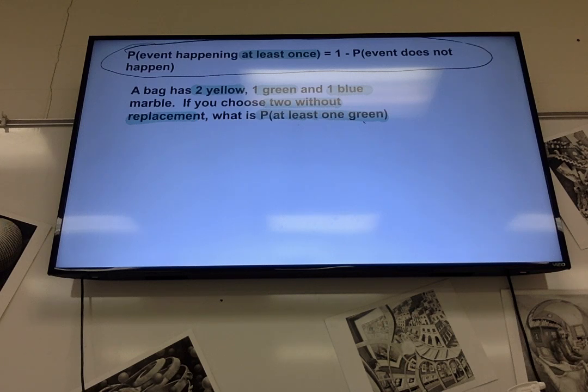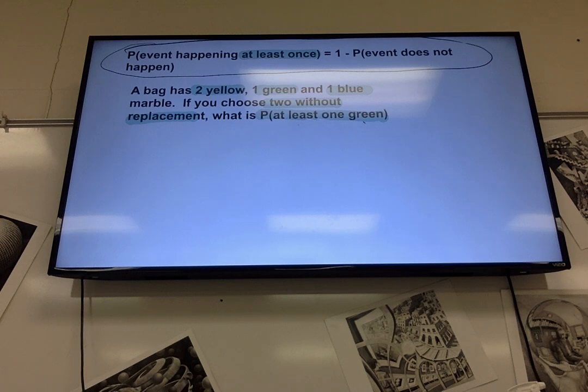So the first part up there is just a formula. A lot of times, not necessarily this one, but if you're trying to find the probability that something happens at least one time, it's easier to find the probability that it doesn't happen and subtract it from 1. Those two are equivalent. They're the same thing.